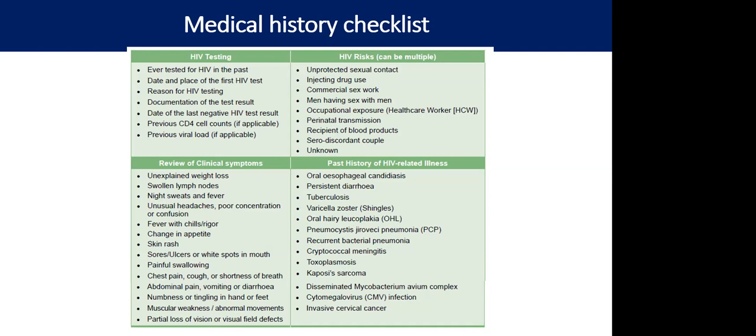Documentation of the test result is important, and the people you will come across particularly are of two kinds. One is the worried well who go for repeated HIV testing, and sometimes members of the key population, they also undergo repeated HIV testing. So date of the last negative HIV test result is important, and previous CD4 counts and viral load, if applicable and available, that has to be noted.